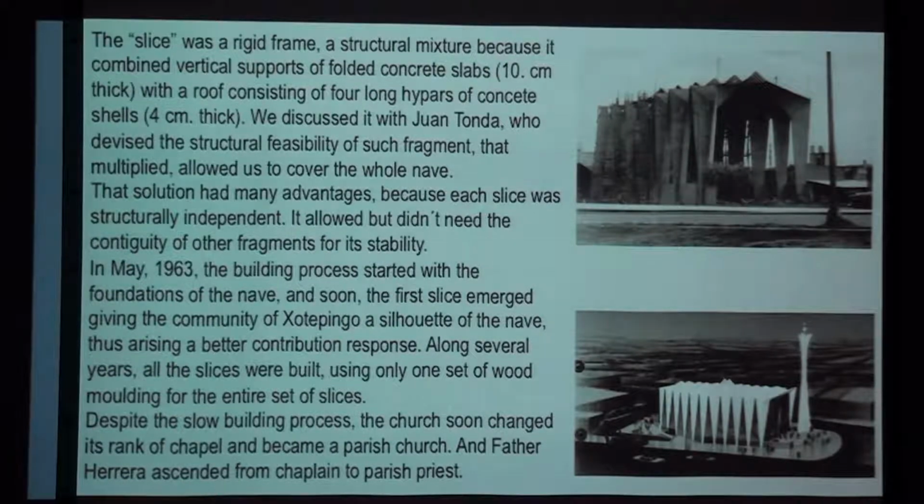In 1963, the building process started with the foundation of the nave, and soon the first slice emerged, giving the community of Xotepingo a silhouette of the nave. So they started to give a better contribution, thus arising a better response. Along several years, all the slices were built using only one set of wood molding for the entire set of slices. Despite the slow swelling process, the church soon changed its rank of chapel and became a parish church, and Father Herrera ascended from chaplain to a parish priest. Next one.